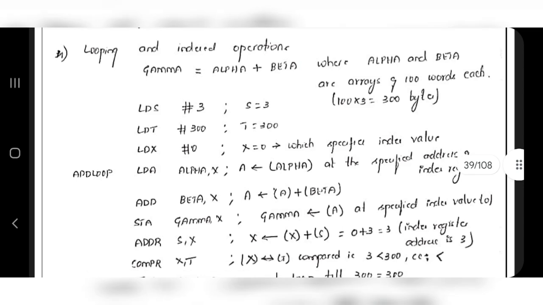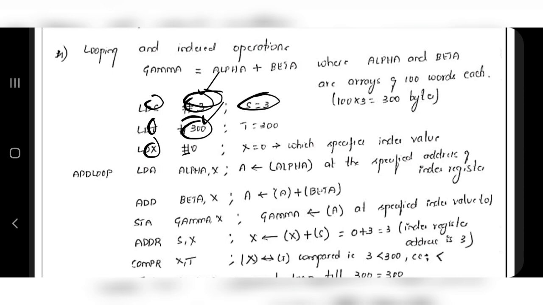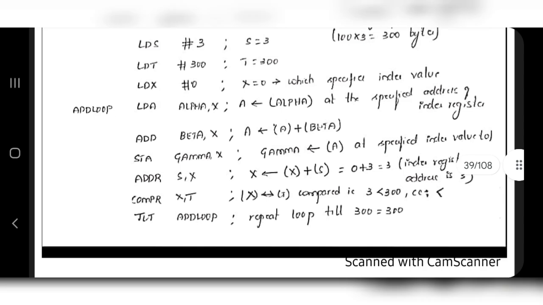Now, looping and indexed operations. Here gamma is equal to alpha plus beta, where alpha and beta are arrays. First we load 3 into the S register and 300 into the T register. This is the starting address, this is the ending address, and we start from index 0. Each length is 3. Instead of specifying 3 as a constant name, we are using the registers here. That's the only difference between SIC and SIC/XE.